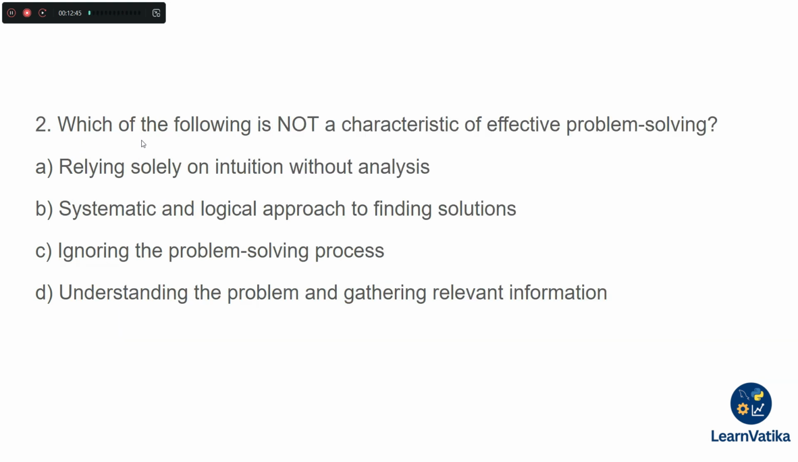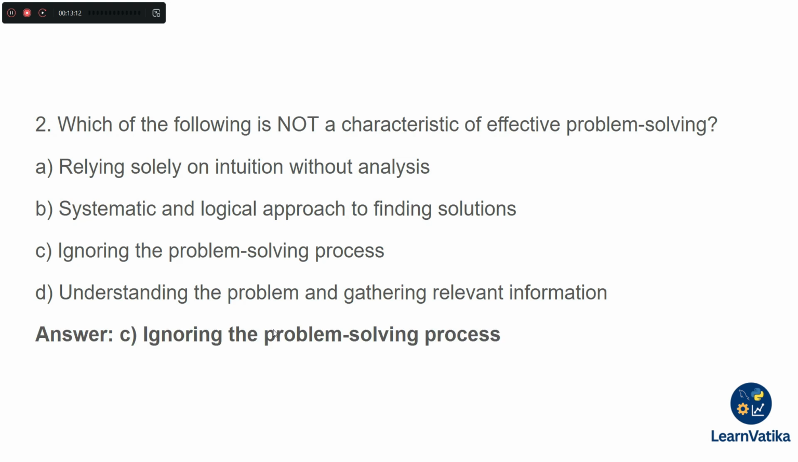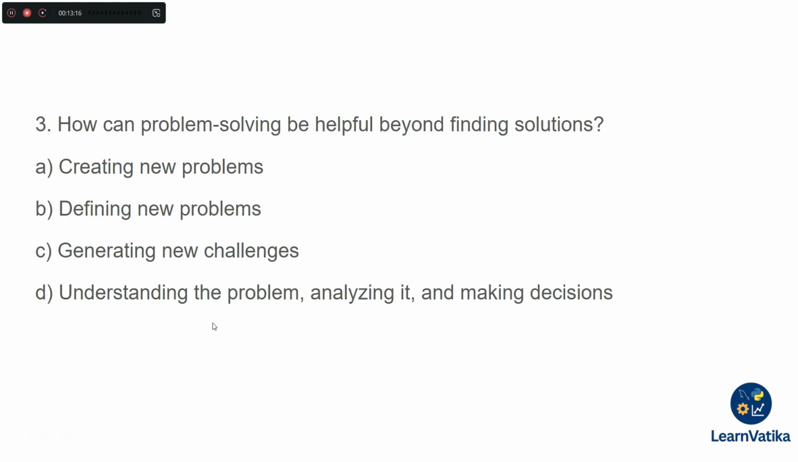Second question, which of the following is not a characteristic of effective problem solving? Option A, relying solely on intuition without analysis. Option B, systematic and logical approach to finding the solutions. Option C, ignoring the problem solving processes. Option D, understanding the problem and gathering relevant information. The answer is option C, ignoring the problem solving process.